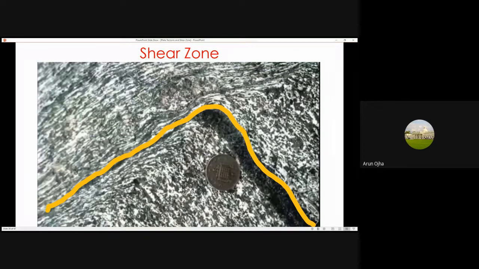And the second key point to identify a shear zone is that the rocks within a shear zone should be strongly deformed. That means we should get strongly deformed fabrics within a shear zone. And the third key point is that in a shear zone we should expect grain size reduction, because the rocks within a shear zone are accommodating strains. So because of strain localization, one should expect grain size reduction in a shear zone.